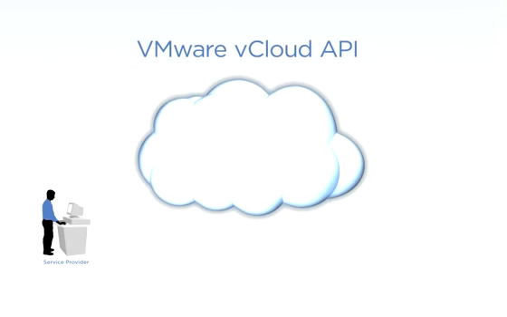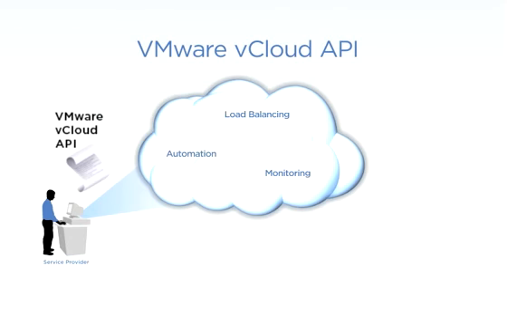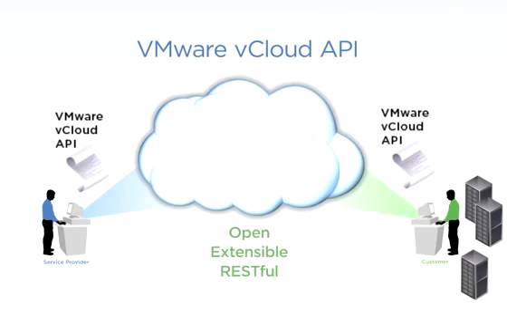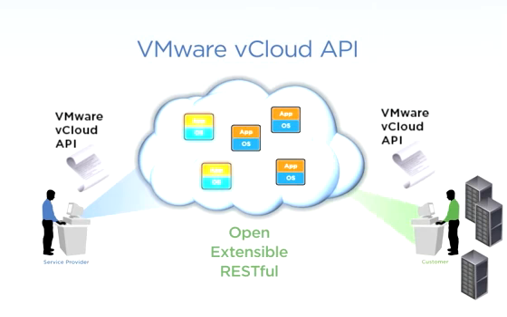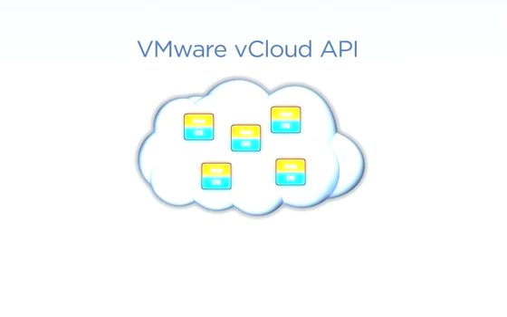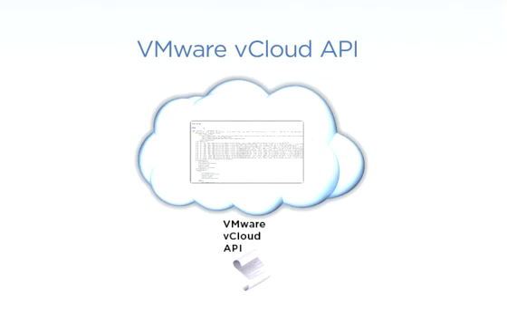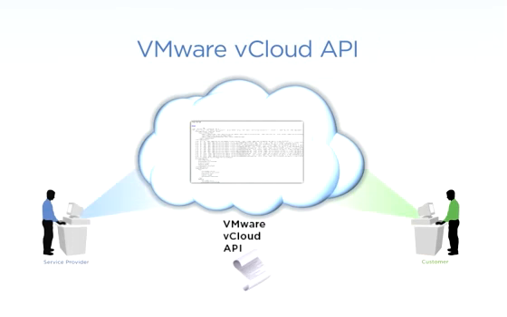Service providers can extend the capabilities of their cloud by exposing the VMware vCloud API. It is an industry-standard, open, extensible, RESTful API supported by the Distributed Management Task Force. It enables the provisioning and consumption of resources in the cloud. The vCloud API gives both end customers and service providers the ability to automate cloud service consumption and control.